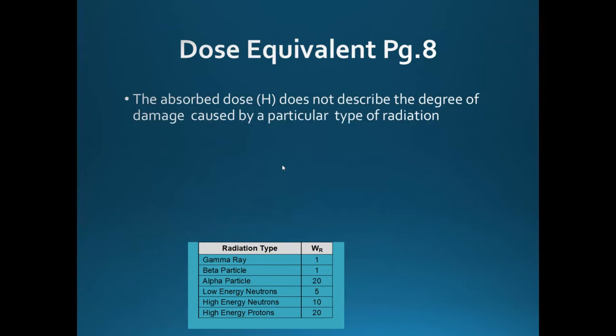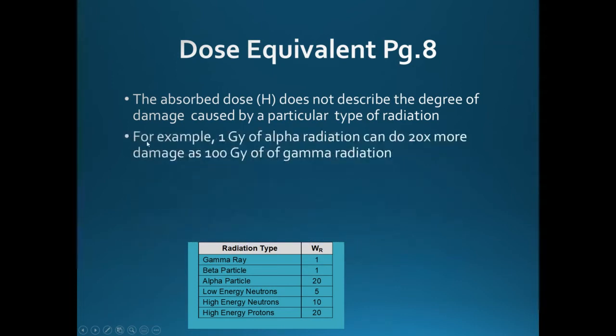The dose equivalent is represented by H. Don't become overwhelmed here, it boils down in a second. It does not, as I said earlier, describe the degree of damage caused by a particular type of radiation. So let's look at what that means. One gray of alpha radiation, for example, can do 20 times more damage than 100 grays of gamma radiation. These are way-out numbers, and I understand that you're probably rather confused as to what's going on with all these units and numbers, but don't panic yet.